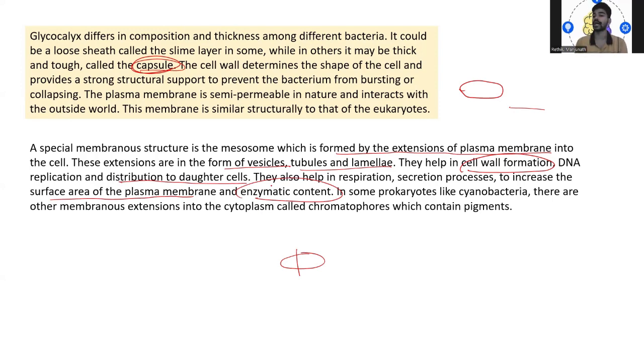In some prokaryotes like cyanobacteria, there are other membranous extensions into the cytoplasm. They are called chromatophores, which contain pigments.